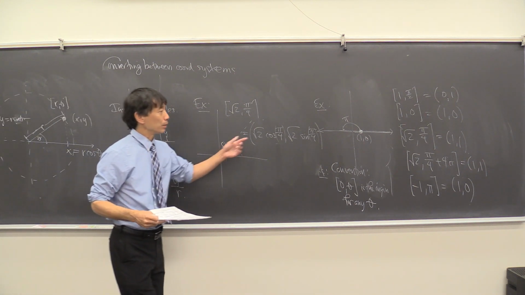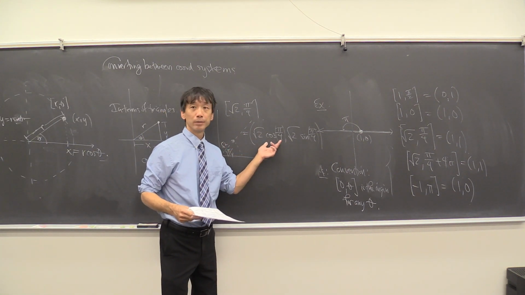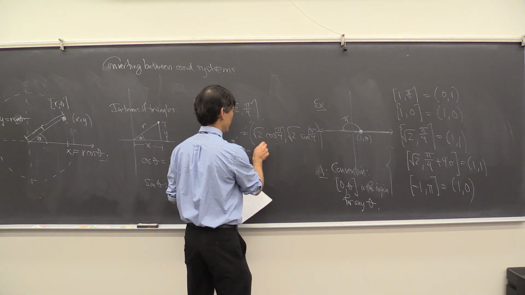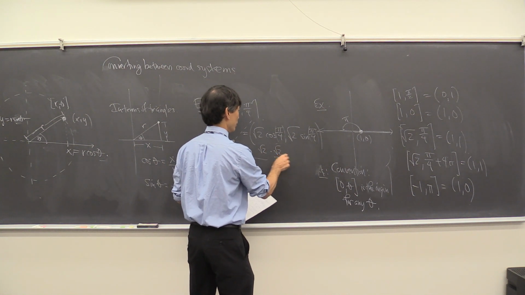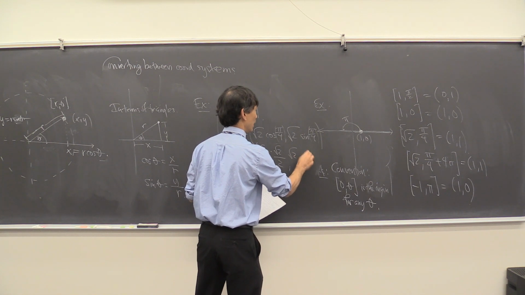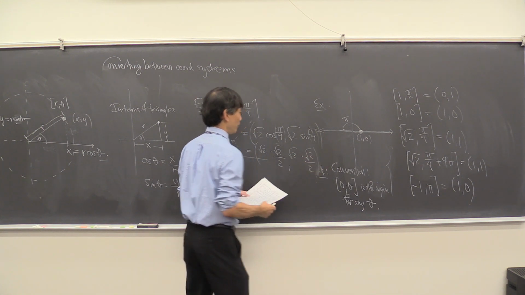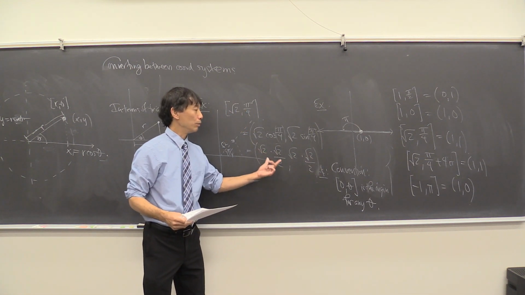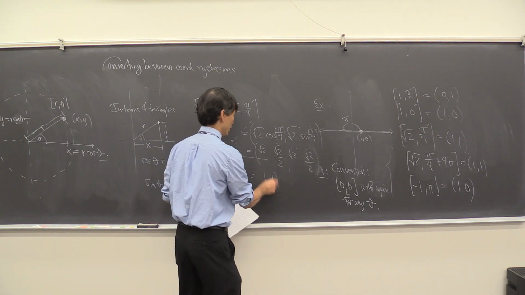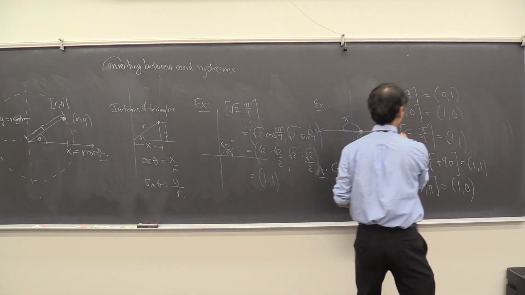But what's the cosine of pi over 4? Root 2 over 2, right? So we get root 2 times root 2 over 2. And similarly for the sine, we get root 2 times root 2 over 2. That gives us 2 over 2, which is 1. So we get 1 comma 1, which is what we got over here.